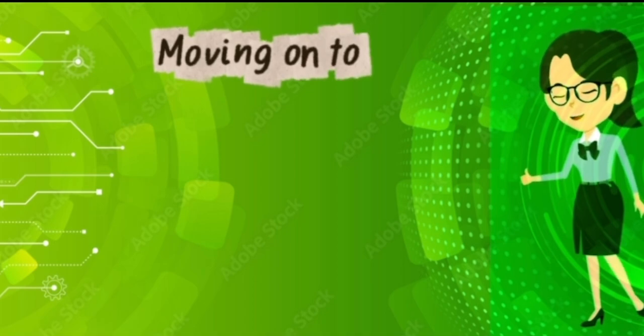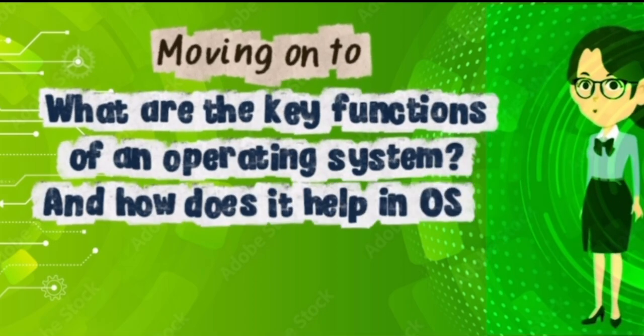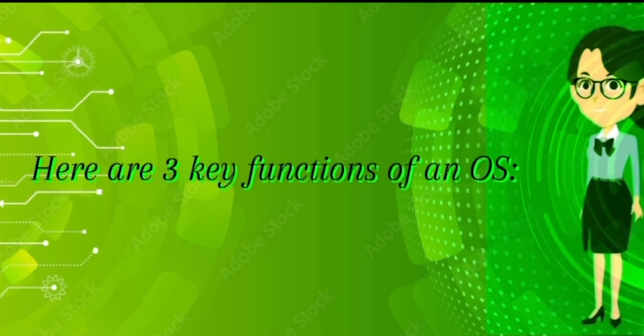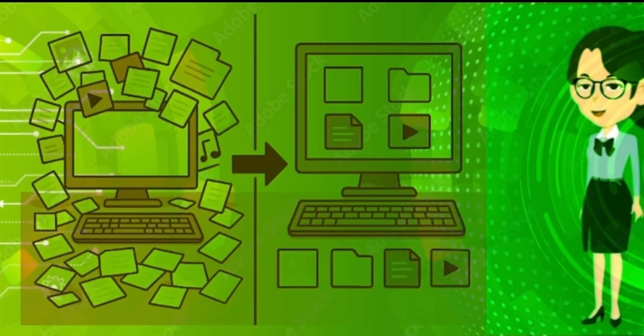So now, let's move on to what the key functions of an operating system are, and how it helps. Here are 3 key functions of an OS. 1. Managing files. The OS is like the organizer of your device. It puts your photos, videos, and documents into the right places so you can find them later. Without it, all your files would be mixed together and impossible to locate.